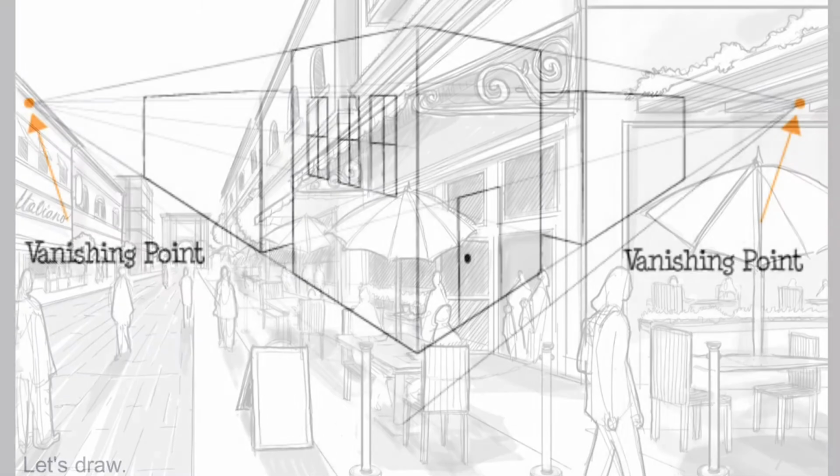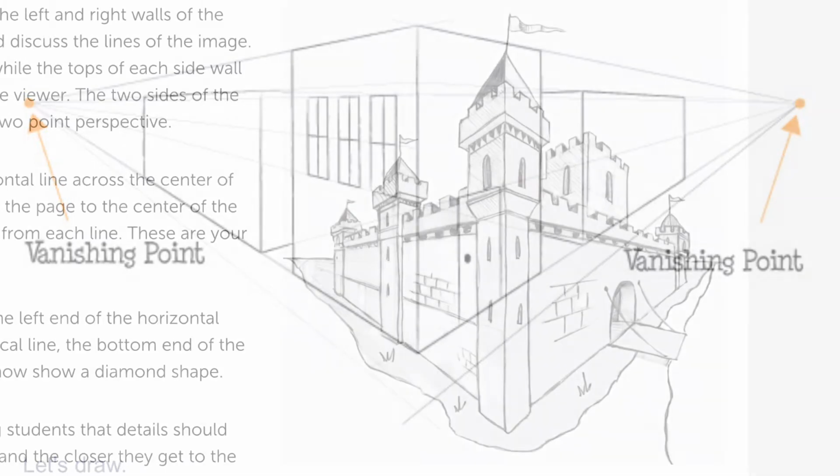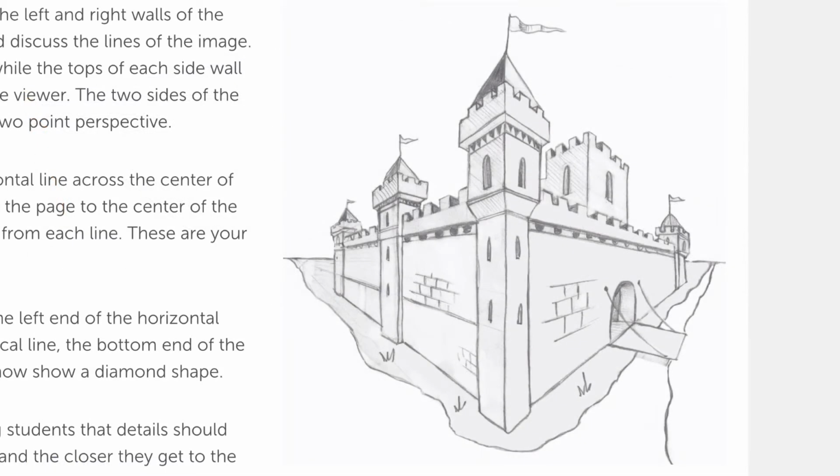A drawing with 2-point perspective has 2 vanishing points. So usually, if you can see 2 complete sides of a building, or 1 and most of the other complete side of a building, that's usually done with 2-point perspective. This castle drawing is an example of 2-point perspective.